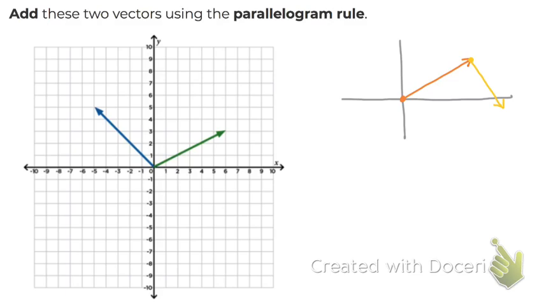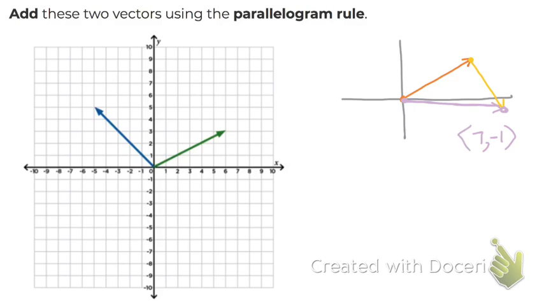So when I add these two together, this is my resulting vector. So you look at that purple vector and you say, well, that is over 7, down 1. So that would be the solution.